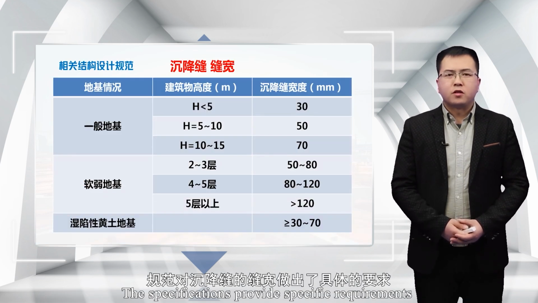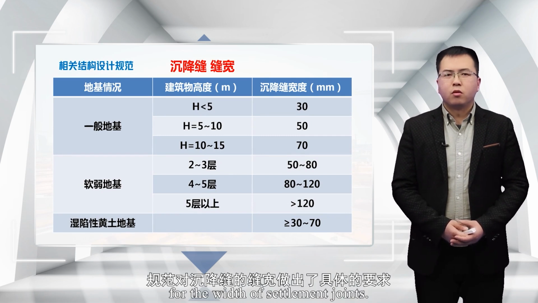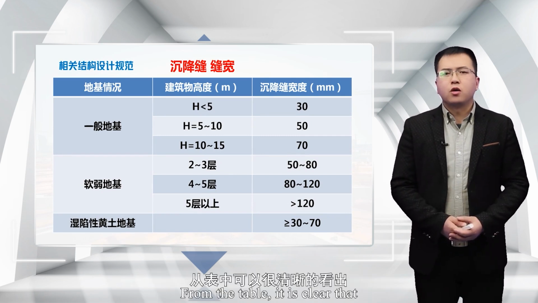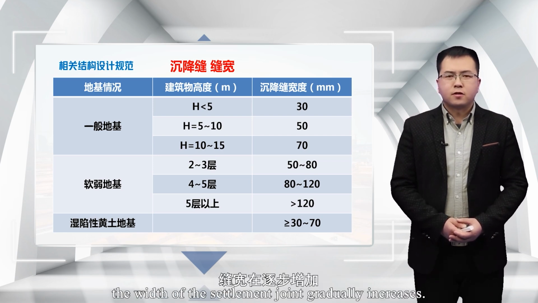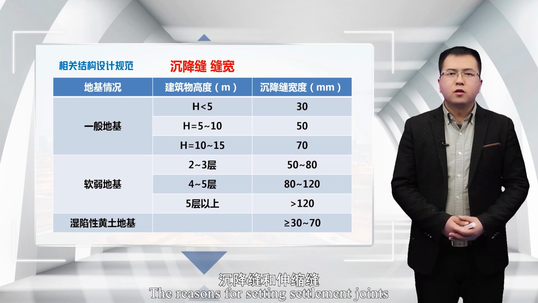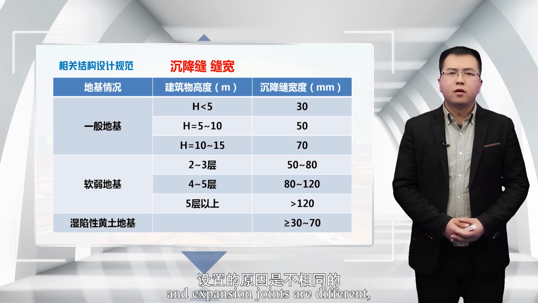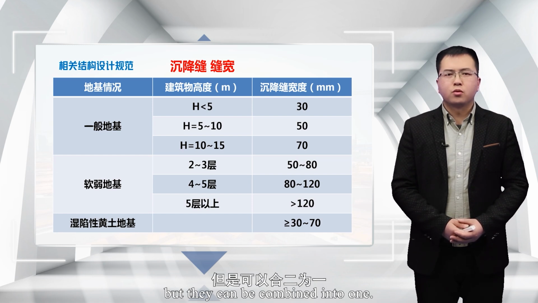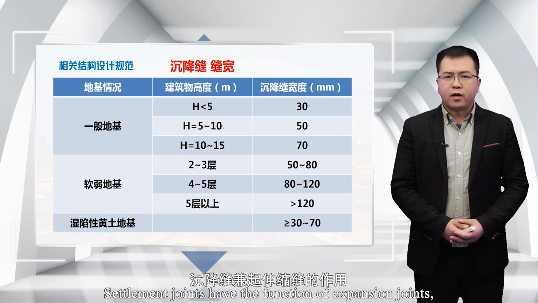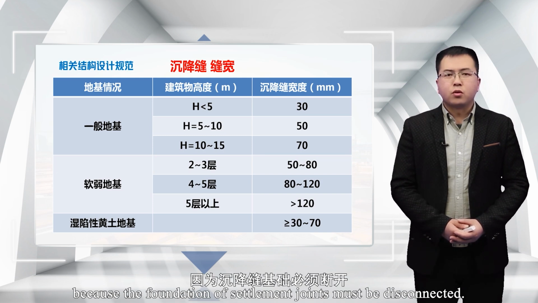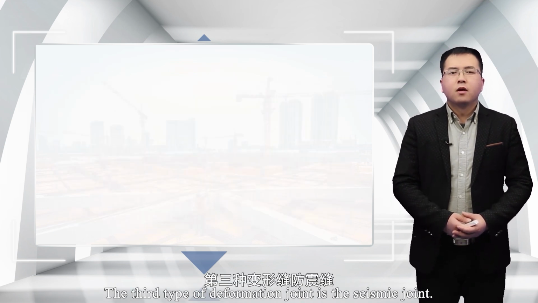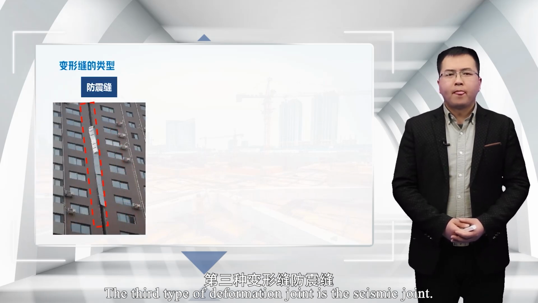The specifications provide specific requirements for the width of settlement joints. From the table, it is clear that, as the height of the building increases on weak foundations, the width of the settlement joint gradually increases. The reasons for setting settlement joints and expansion joints are different, but they can be combined into one. Settlement joints have the function of expansion joints, but expansion joints cannot replace settlement joints, because the foundation of settlement joints must be disconnected. The third type of deformation joint is the seismic joint.